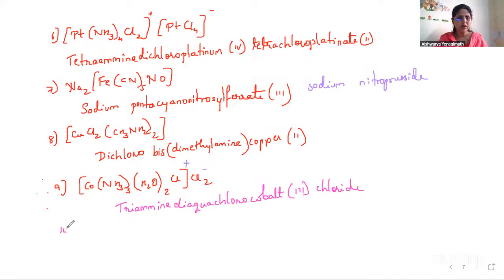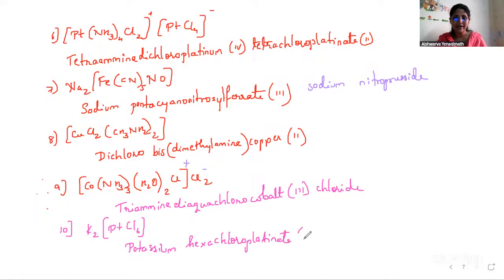Then you have example K2[PtCl6]. Can you tell me? Simple one. K2 is what? Potassium. Potassium, 6 Cl. So hexachloroplatinate, platinate 4. Yes. So this is potassium hexachloroplatinate.